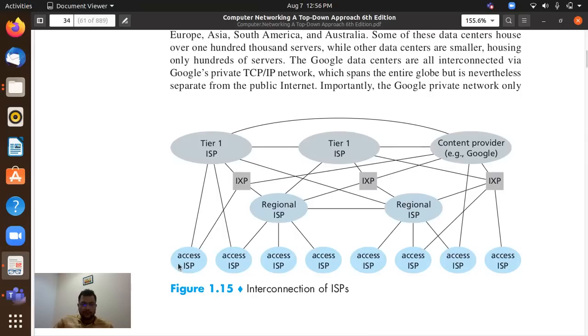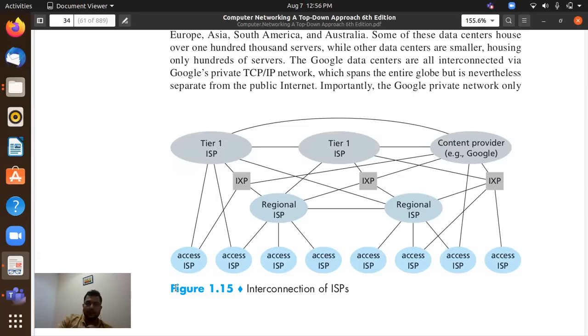So to understand this, we will start from scratch. Initially, just assume that there are isolated networks, isolated local area networks. Suppose there are n number of institutes, and they all have their own individual local area networks. Now they want to connect amongst themselves. How is that possible?